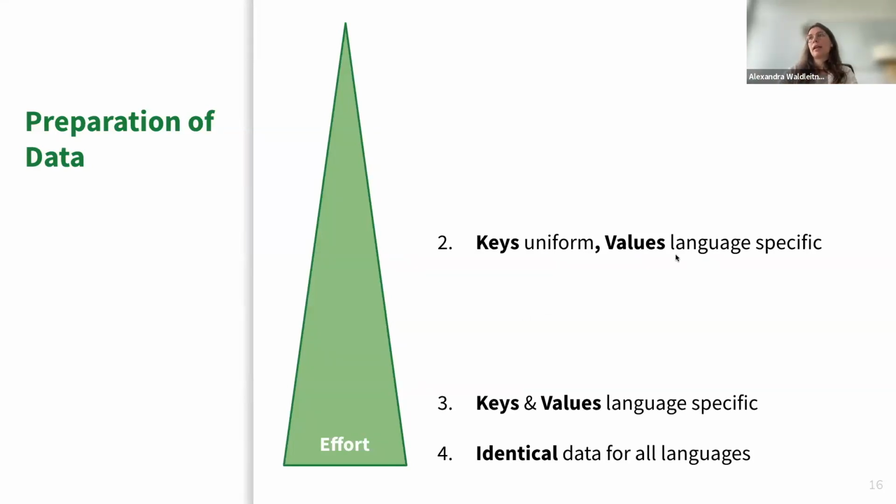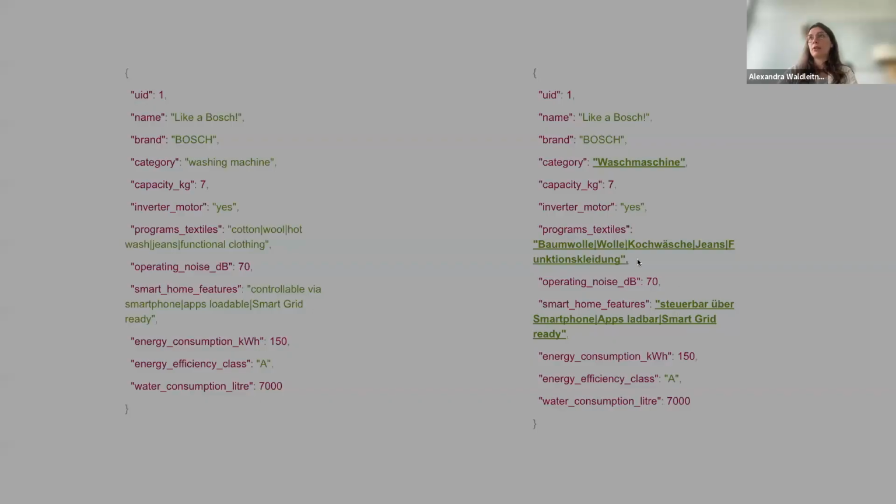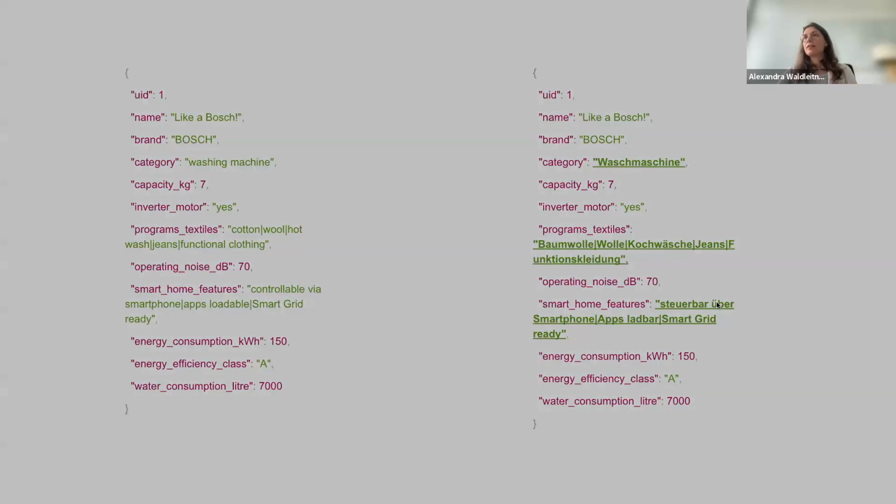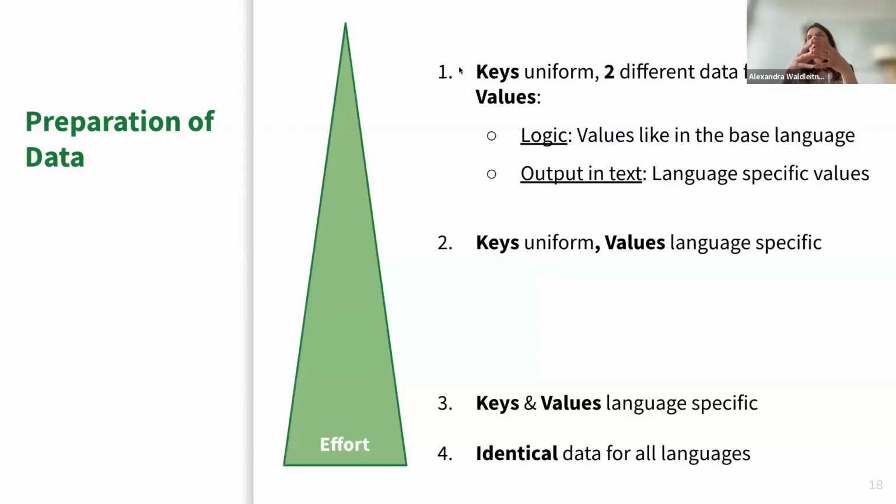Okay, position 2, that's much better than 3 and 4, is that you have uniform keys, but language specific values. That would look like this. So as you can see, the keys are always the same, category, capacity, and so on. But you have, where necessary, language specific values. So that's good because you don't need two different data nodes to refer to an information. But again, for the condition stuff, for the triggers, you would have to prove for controllable via smartphone and for steuerbar über Smartphone.